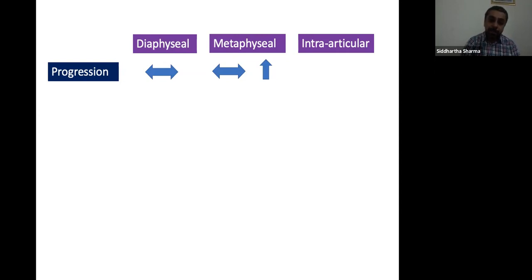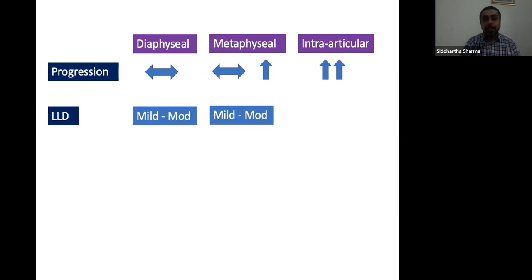If it was an adult with a metaphyseal deformity, intra-articular deformities, on the other hand, always tend to increase because of abnormal joint loading and joint destruction. Now let's see what is the limb length discrepancy. Now in diaphyseal as well as metaphyseal deformities, you can have mild to moderate limb length discrepancy. Again, if the physis is to be involved in a metaphyseal deformity, you can have moderate to severe. On the other hand, in an intra-articular deformity which involves the physis in a child, you will have severe deformity. Of course, if it is an adult, you will not have much limb length discrepancy.